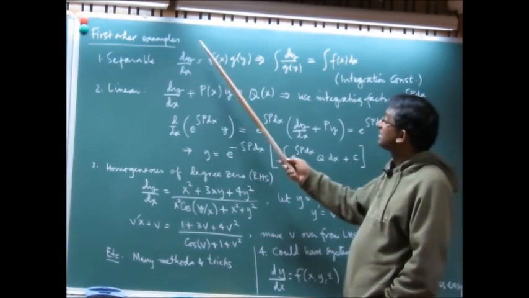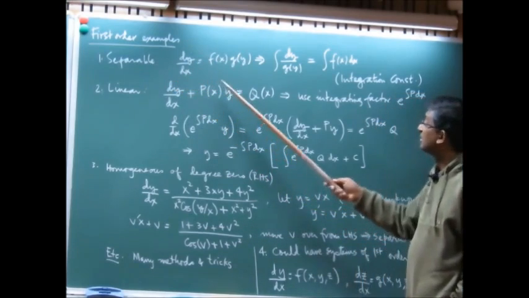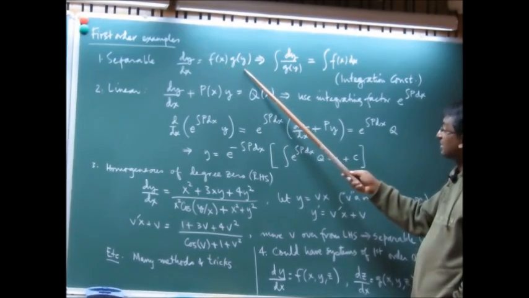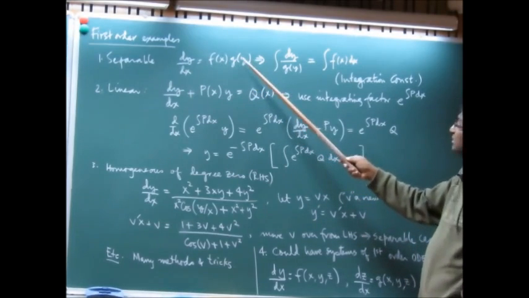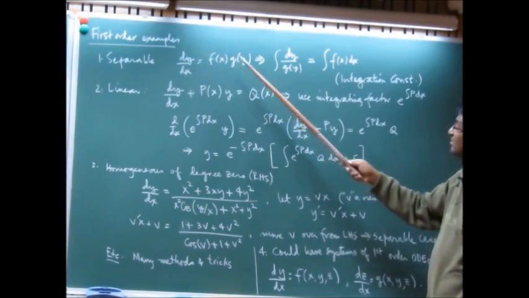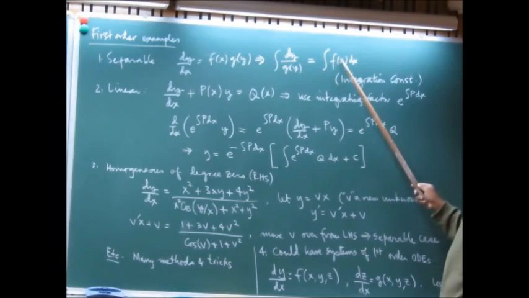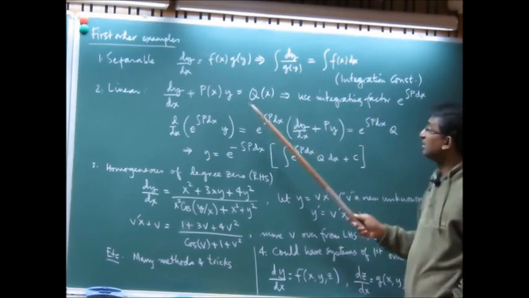So here are some first order examples of ordinary differential equations. This is the separable case. If dy by dx is a product of a function of x and a function of y, a special form, then we can separate it. Formally this g can be put here and this dx can be put here, and then we can integrate the two sides independently. This is a function of y alone, it can be integrated. A function of x alone can be integrated. It will give an integration constant, and we will have a solution, possibly an implicit solution.